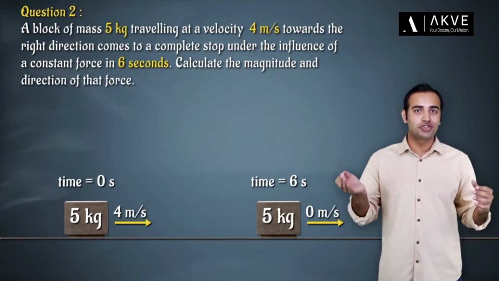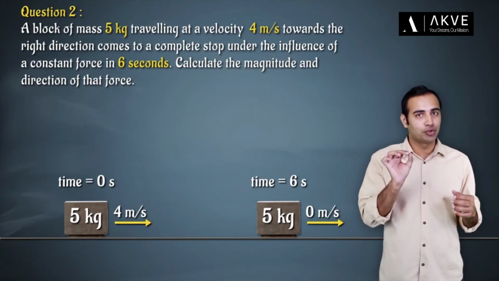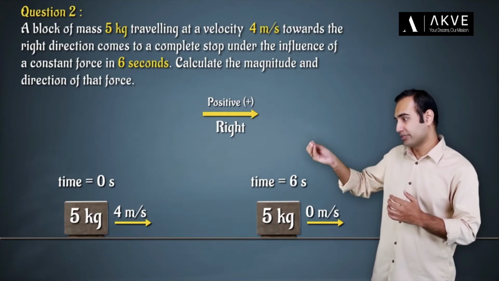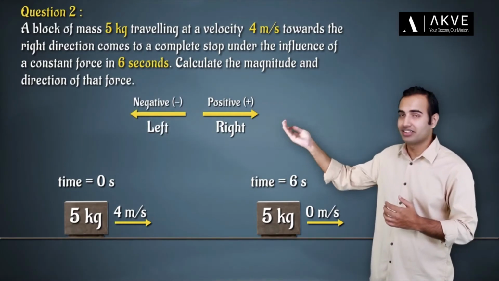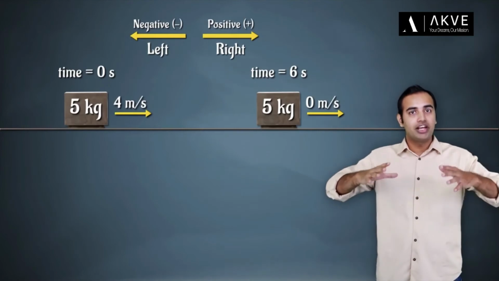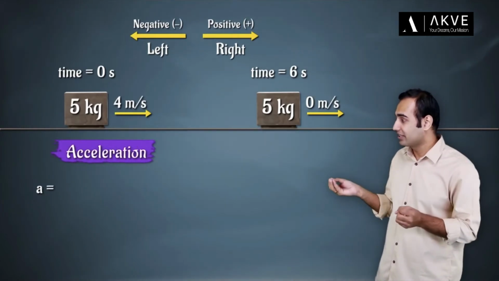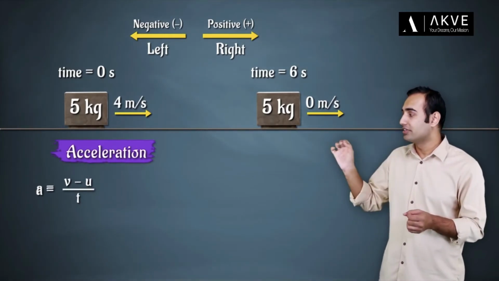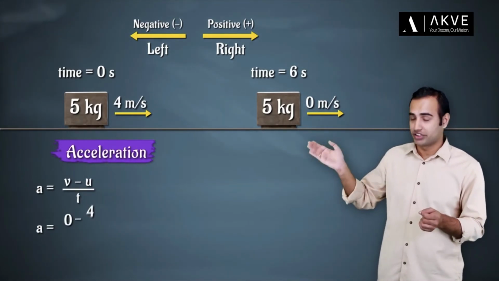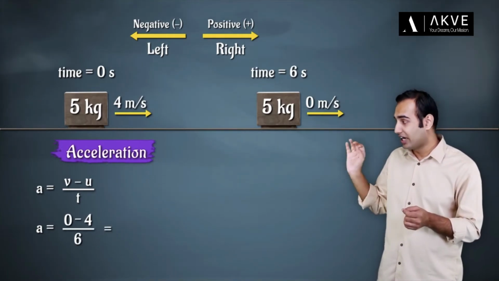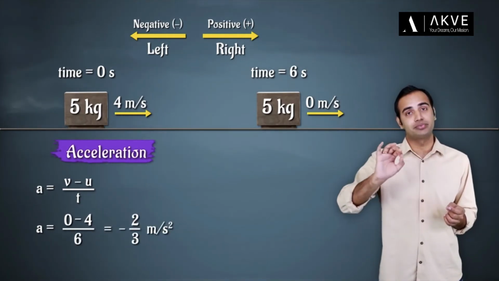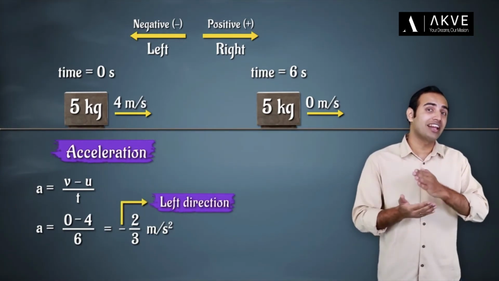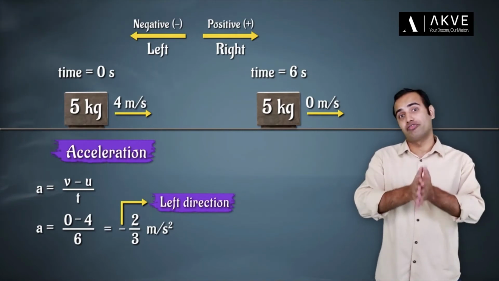So we should begin solving this problem by assigning an appropriate sign convention first. So let's assume that right side over here is positive direction and left side over here is negative direction. Now we can find the value of acceleration using the formula acceleration is equal to final velocity minus initial velocity divided by total time. Now in this case that comes out to be 0 minus 4 divided by 6. Now that is equal to minus 2 by 3 meters per second square. The negative sign of the acceleration tells us that the acceleration acted in the opposite direction of velocity.